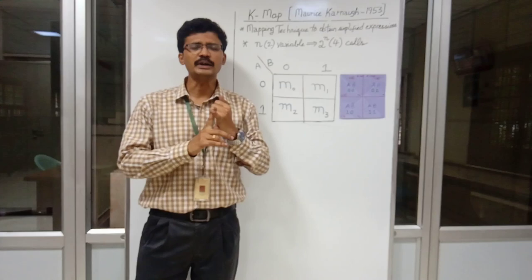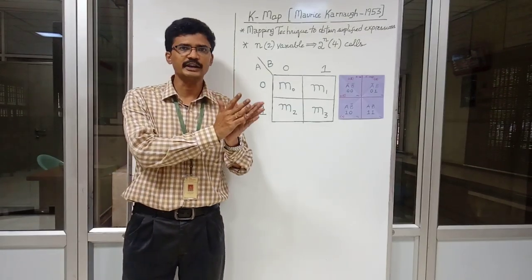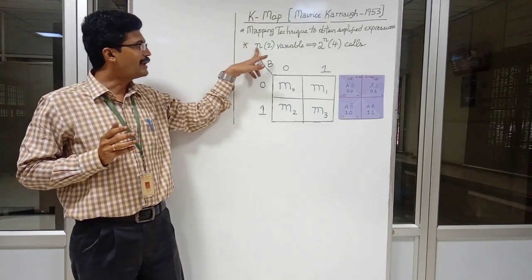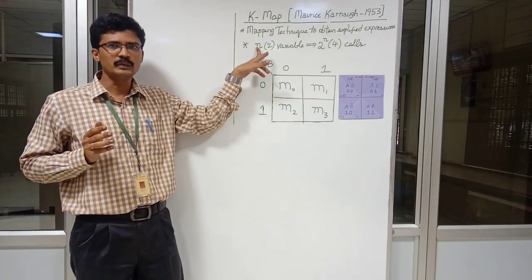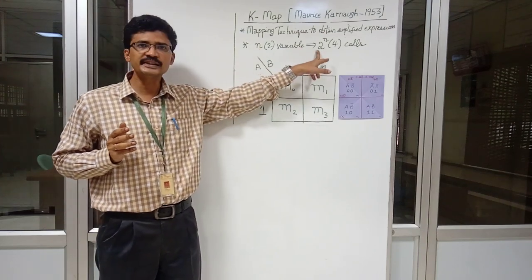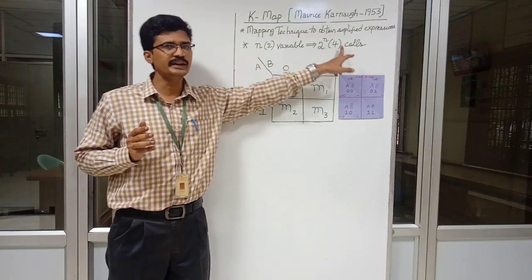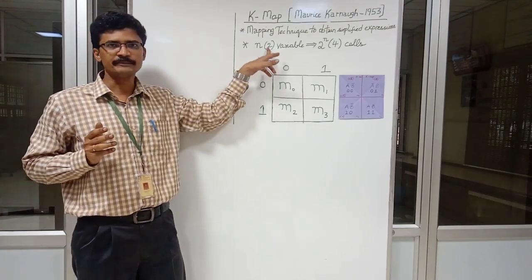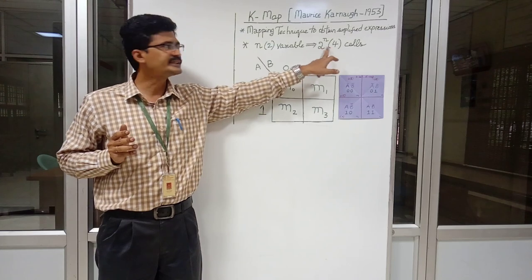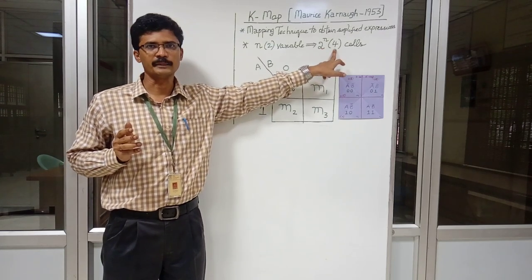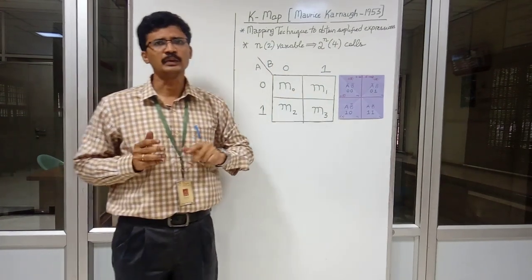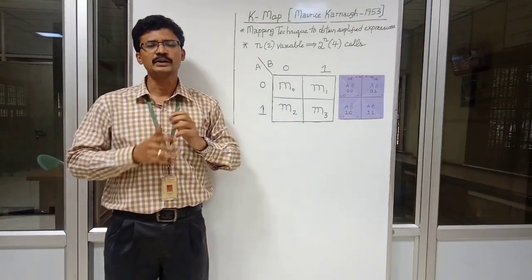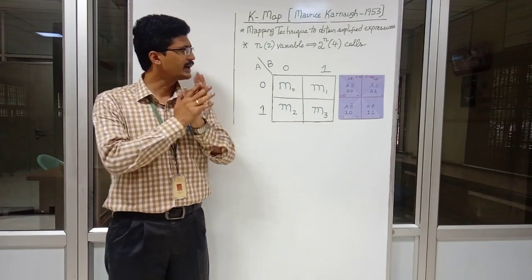First, we need to understand how many variables are involved, for which we need to allot something called cells. If there are n variables we need to simplify, then the number of cells we need to plot is 2 power n cells. In the first instance, I am taking just 2 variables. So, 2 power 2 is obviously 4. So, that is written here. Two variables, let me take A and B. These are the two variables in which we are going to process and simplify.